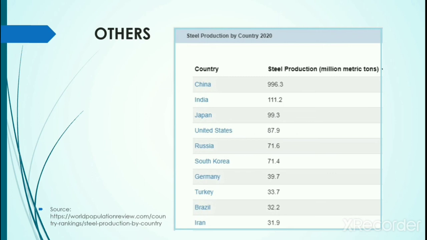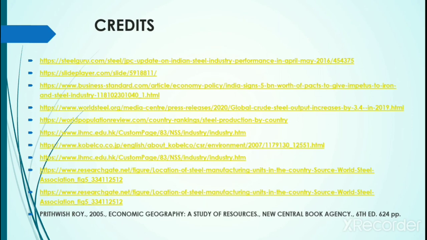Besides the above said countries, Russia, Germany, Turkey, Brazil, and Iran are the other major producers of crude steel in the top 10 positions as per 2020 statistics.